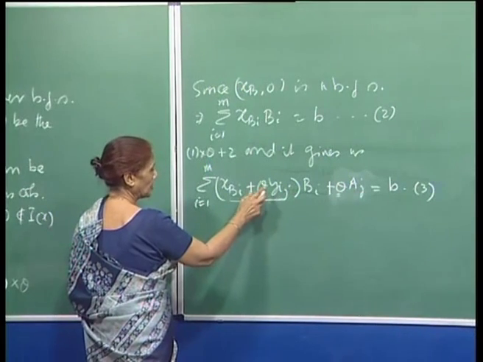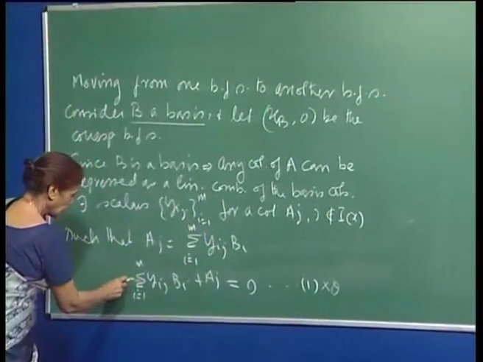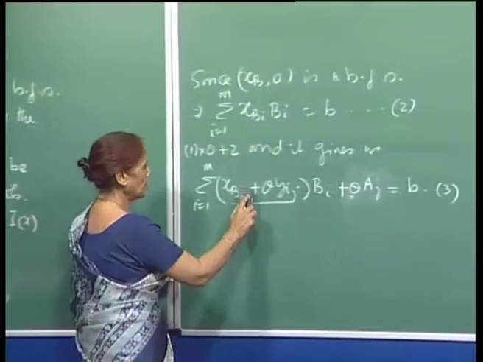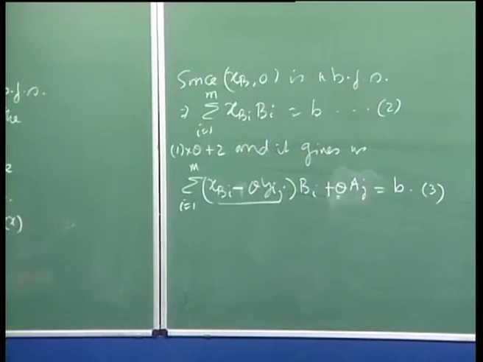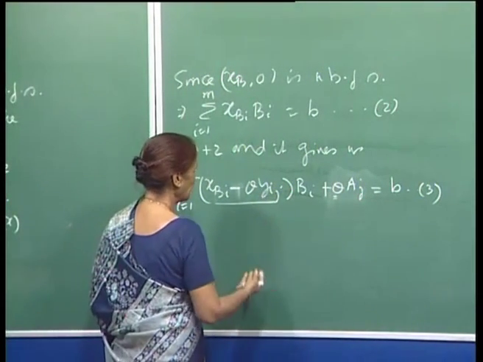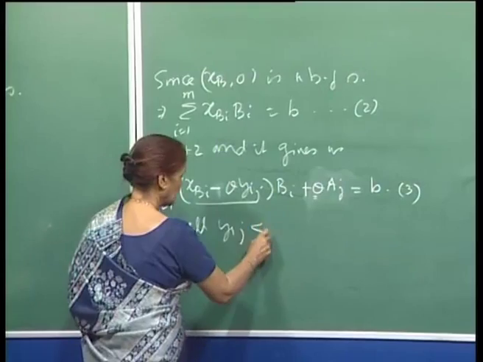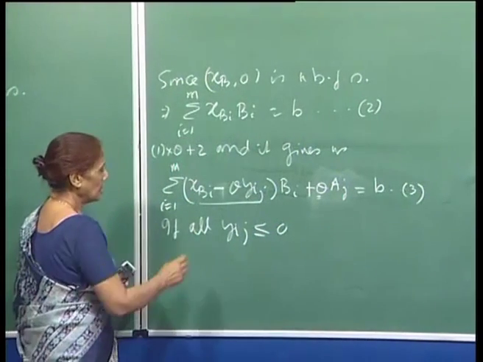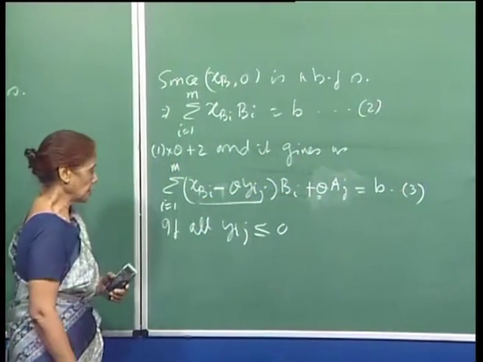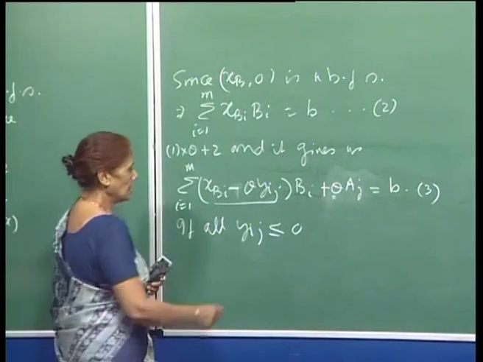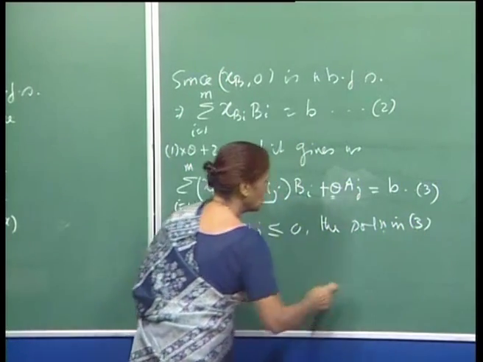Since we are trying to construct a new feasible solution, I require that these scalars must be non-negative. Now again, there was a minus sign here, so this has to be minus. In any case, yij's can be both positive and negative. So, let us see, if all yij's are less than or equal to 0, then of course the signs of these numbers will be non-negative, and so this will be a feasible solution. If all yij's are less than or equal to 0, the solution in 3 is feasible.